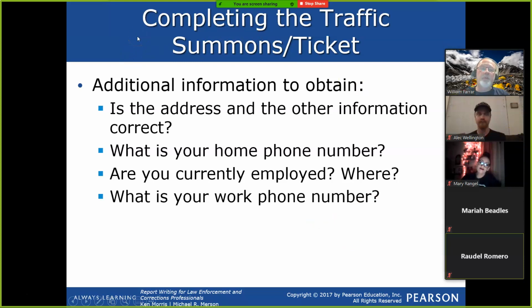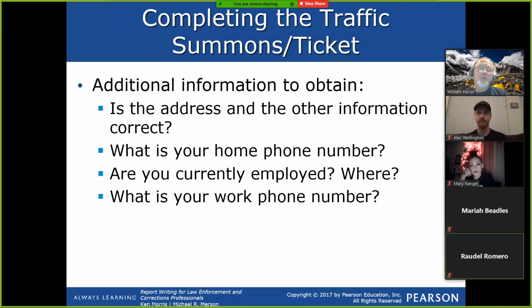Again, make sure the address on there is correct. A lot of times when you're writing a citation, you can ask the person, sir, is this your current address? And they could tell you yes or no. If there's a need for a phone number, you can put it there if there's a box for it. Otherwise, you shouldn't be asking for somebody's phone number unless it's on a traffic collision, not a citation.